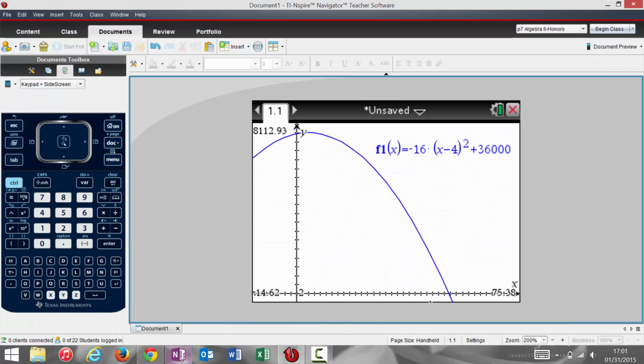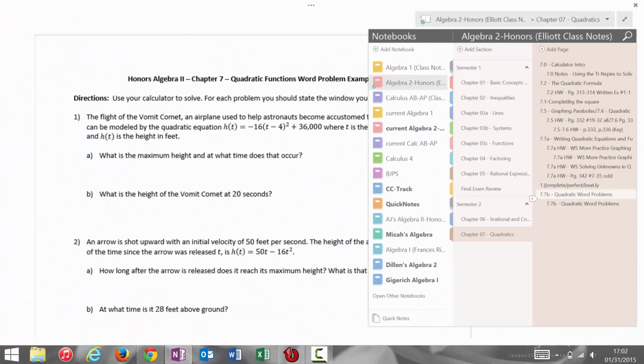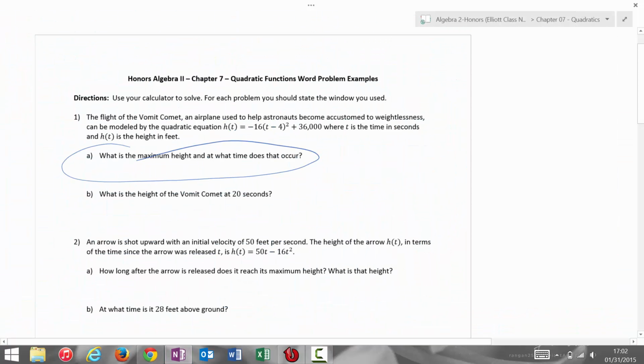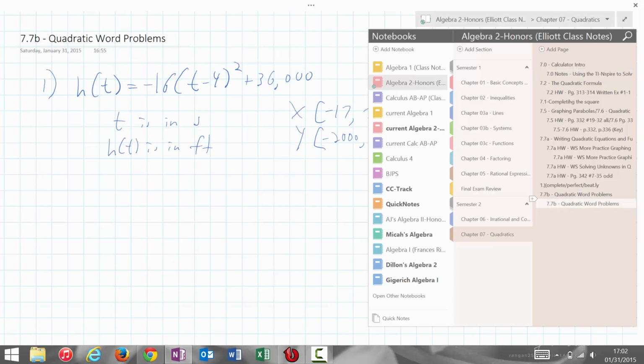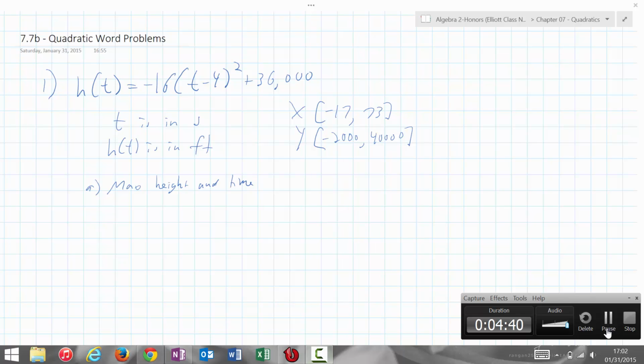So come back here and let's look at the questions. The questions are actually asking what is the maximum height and at what time does that occur. So I'm going to take notes here. We want max height and time. Well, max height and time that occurs is the max feature on the graph.